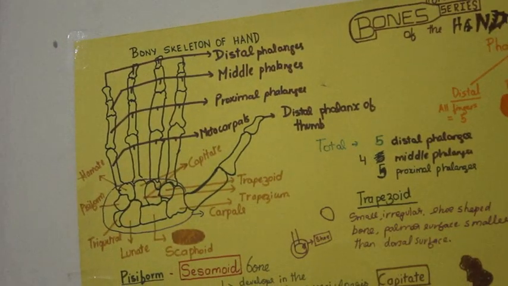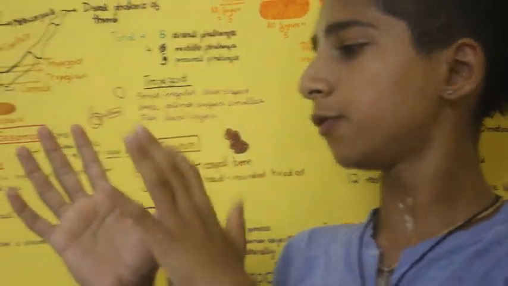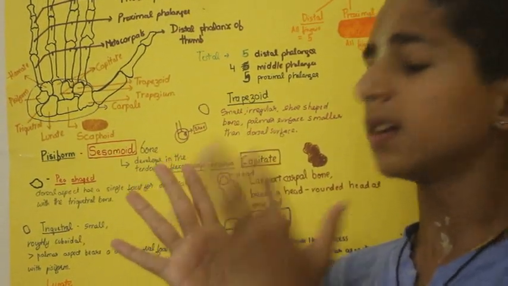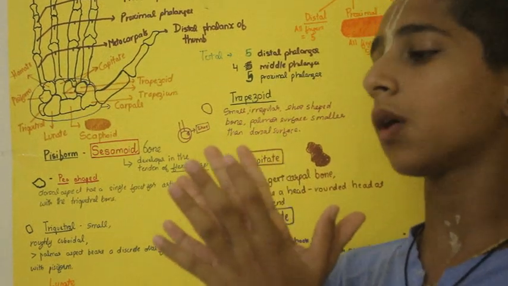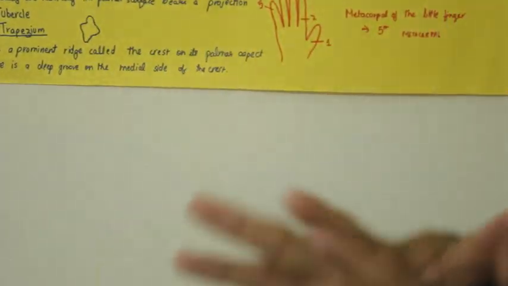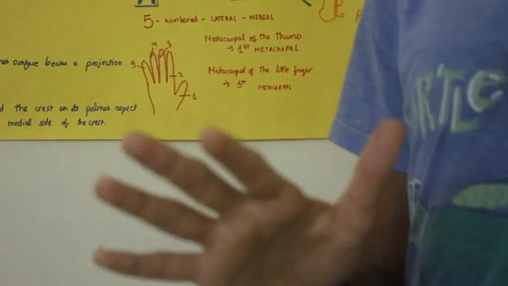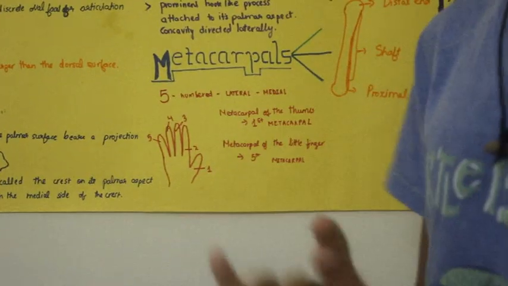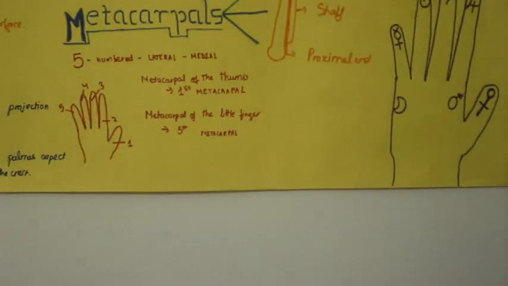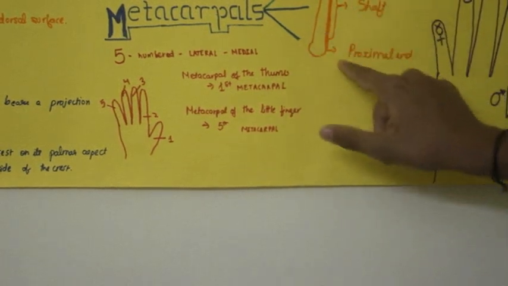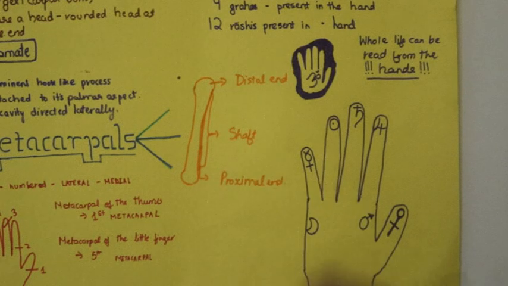The metacarpal of the little finger is the 5th metacarpal. So how we count it is 1, 2, 3, 4, 5. It starts from the thumb and ends with the little finger. So for the middle finger, we say 3rd metacarpal, for the index finger we say 2nd metacarpal, for the thumb we say 1st metacarpal, for the ring finger we say 4th metacarpal, and for the little finger we say 5th metacarpal. So this is the numbering of the metacarpals. The metacarpals have a distal end, which is called a head, a shaft in the center, and a proximal end, which is called a base.